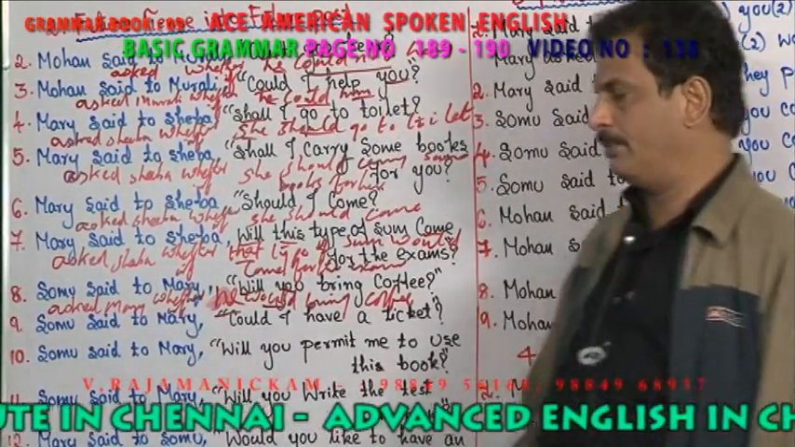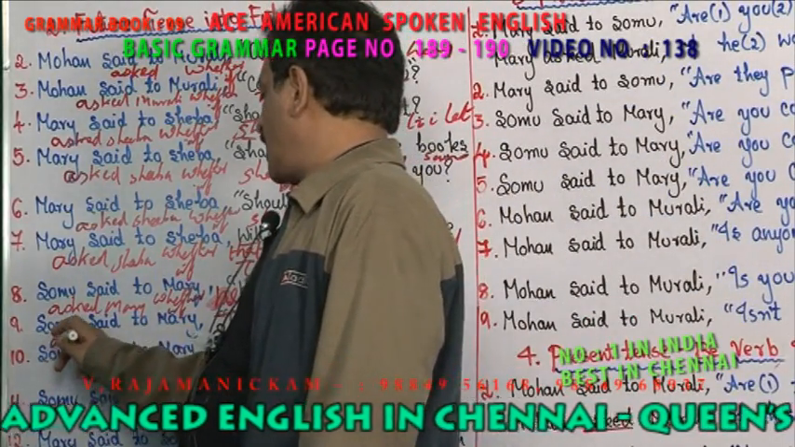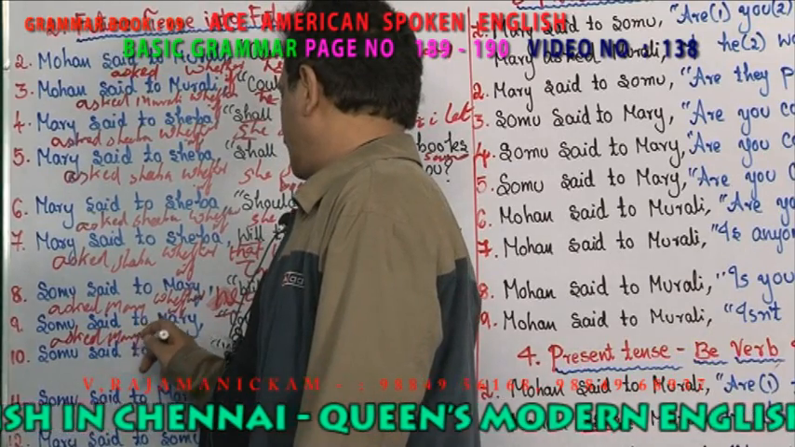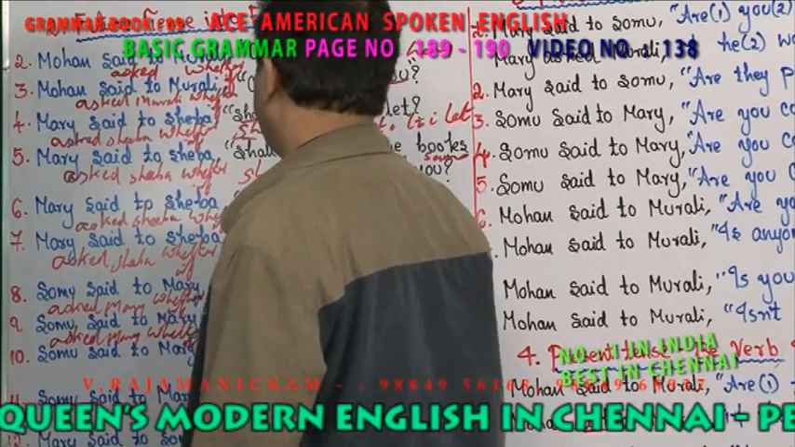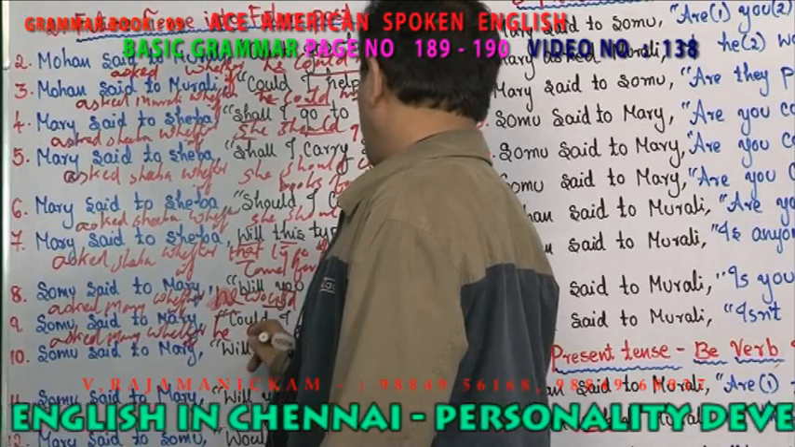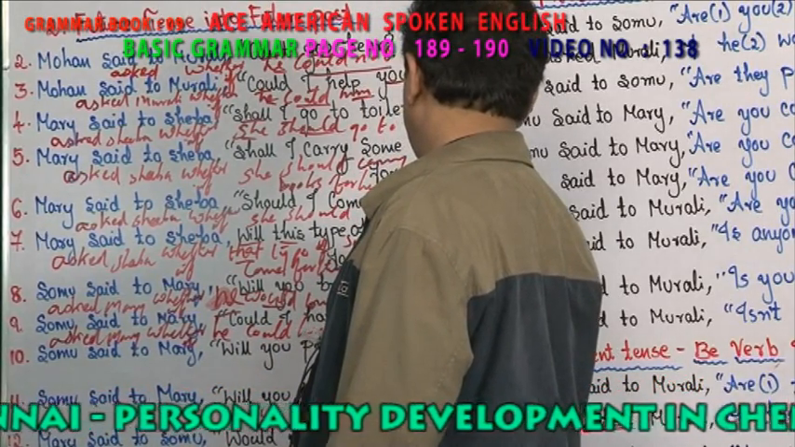Somu said to Mary, could I have a ticket? So, how does it change? Somu asked Mary whether or if he could have a ticket. He could have a ticket, right, sir?